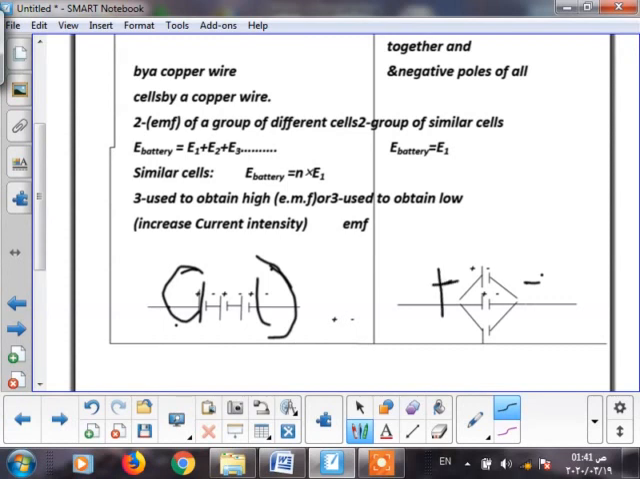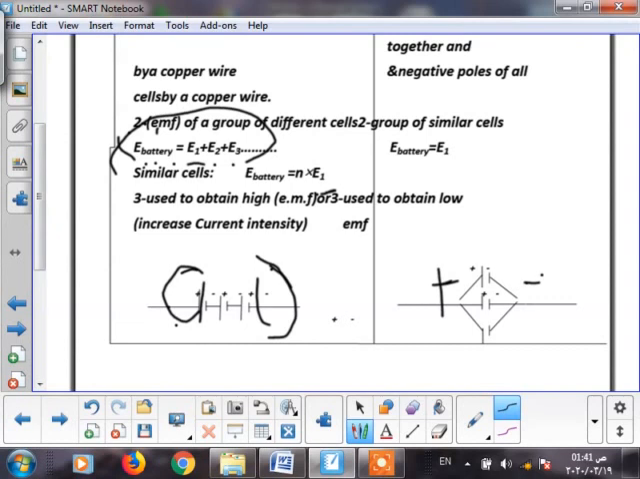How can we get the EMF, the electromotive force, in case of series connection? For example, if this is 2 volt, this 2 volt and this 2 volt, we make 2 plus 2 plus 2. So if I want to get the EMF of the battery, I make E1 plus E2 plus E3. If they are similar and have the same electromotive force, we can make the EMF of the battery equal N times E1. By this way we can obtain a high EMF.